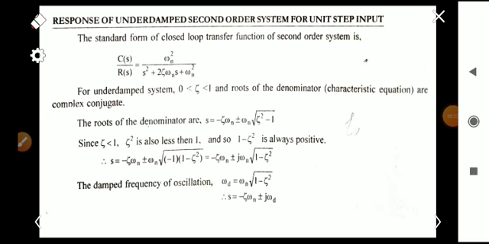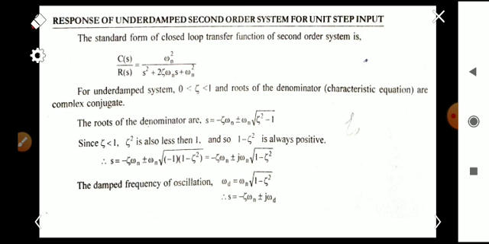As we know, the standard form of closed loop transfer function that we already learned, that is of a second order system, is C of s by R of s is equal to omega n square divided by s square plus 2 zeta omega n s plus omega n square. Here the value of zeta for an underdamped system will be in between 0 and 1. That is, zeta will always be less than 1.